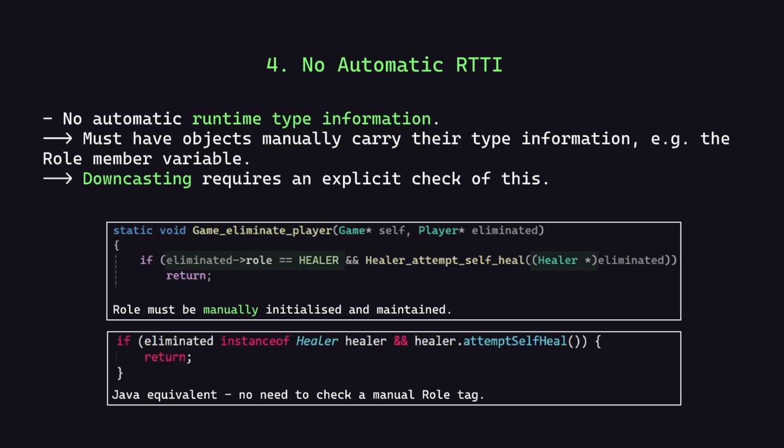4. Conversely, there is no automatic runtime type information. To safely downcast from a player to the correct subtype, you need the object to carry its own type information, which is why we had the role member variable. In many other languages, you don't need to explicitly carry the type information as a separate member variable within the object, which is a little more convenient and easier to maintain.